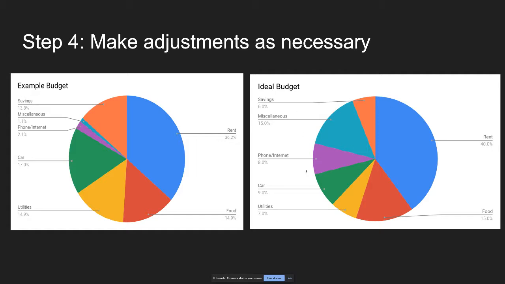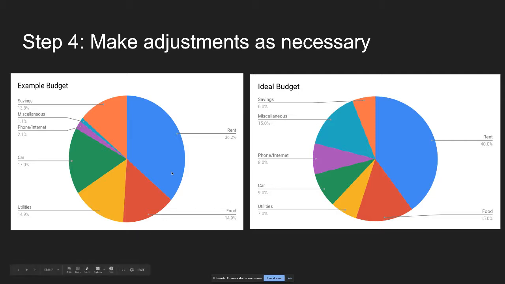This ideal budget, I pulled these numbers from several different sources and pulled them together. I looked at Dave Ramsey. I looked at the Every Dollar app. I looked at a podcast called The Financial Diet, and I kind of amalgamated all that information into what a lot of different sources consider the ideal budget. So this is where they think your money should be going, basically. So 40% towards rent, 15% towards food, 7% towards utilities, et cetera, et cetera.